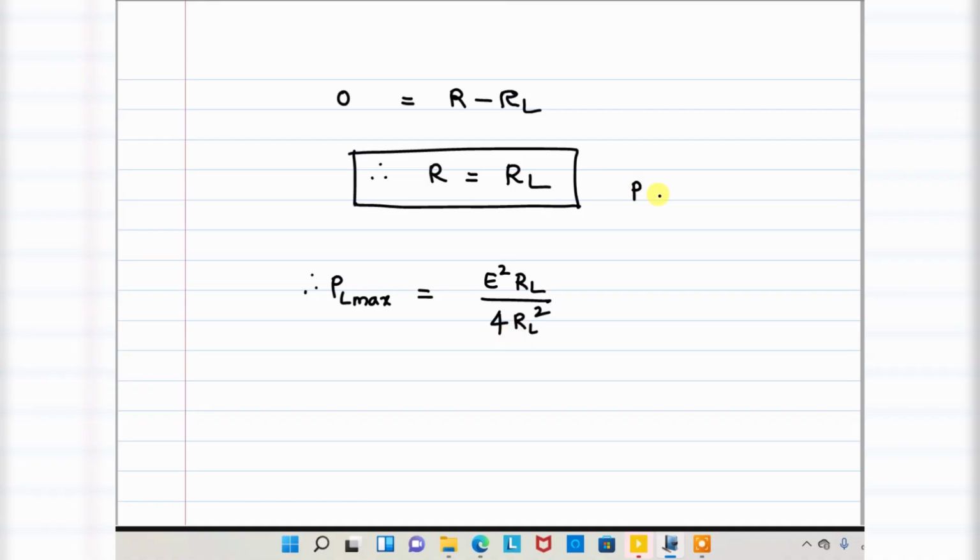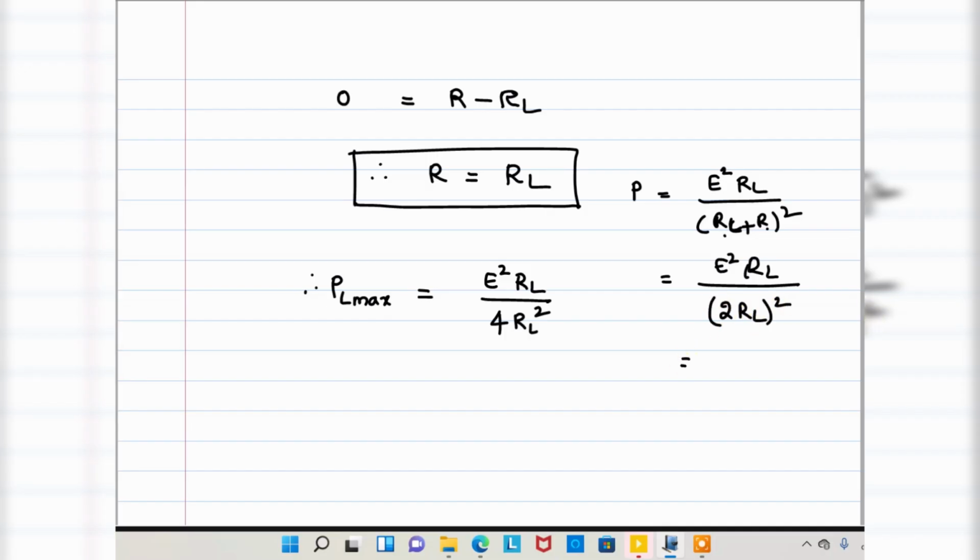See here, I have the equation E square into RL divided by RL plus R whole square. Just substitute this condition here. E square into RL divided by, RL and R both are equal, replaced here, 2 RL whole square. That is equivalent to E square RL divided by 4 RL square.